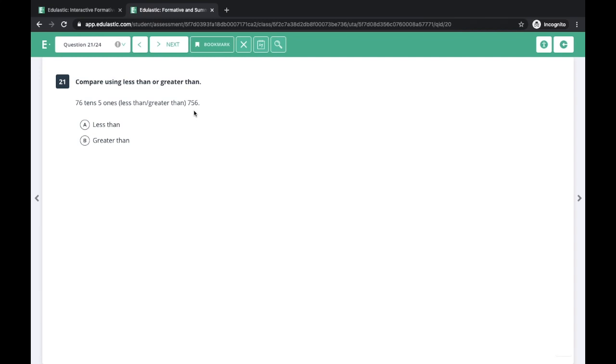Both numbers have a 7 in the hundreds place, so let's move to our tens place. In 765, we have a 6 in our tens place, while in 756, we have a 5 in our tens place. We know that 6 is greater than 5, so 765, or 76 tens and 5 ones, is greater than 756. So we're going to choose the answer choice that says greater than.